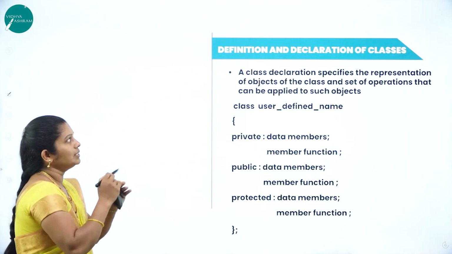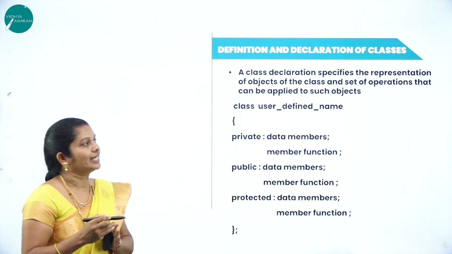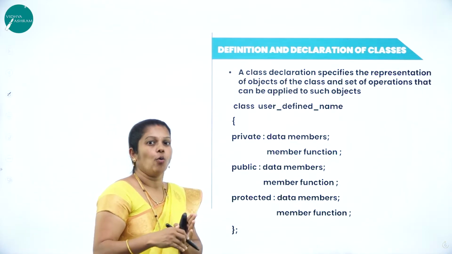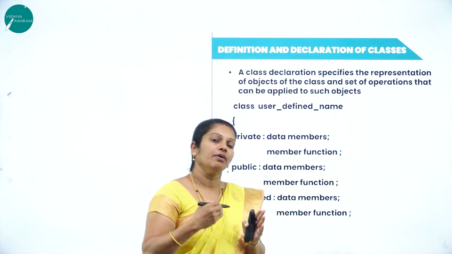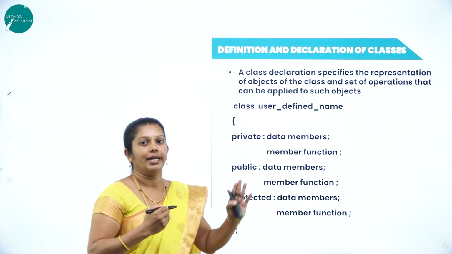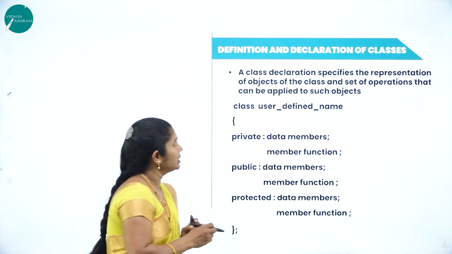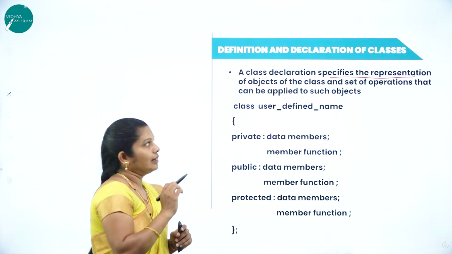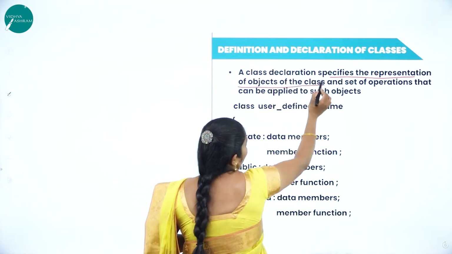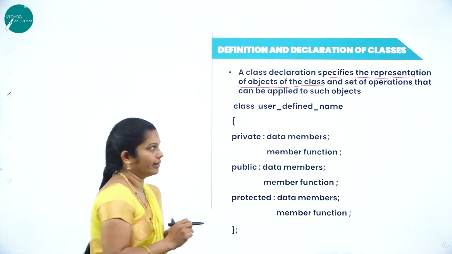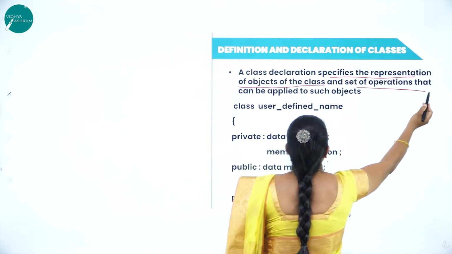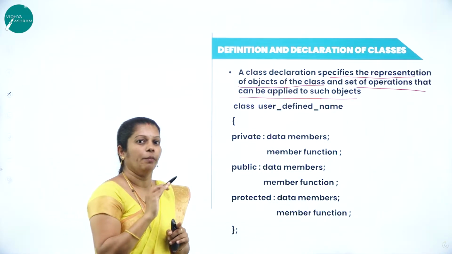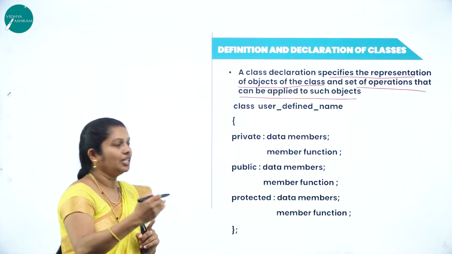Now, is it clear? When we come to the definition and declaration of a class, how to define the class, how to declare the class, what do you mean by data members, what do you mean by member function, and how to access them, you will come to know. Class declaration specifies the representation of an object of the class, how to declare that, and the set of operations that can be applied to such objects, which are the operations, which are the data members.